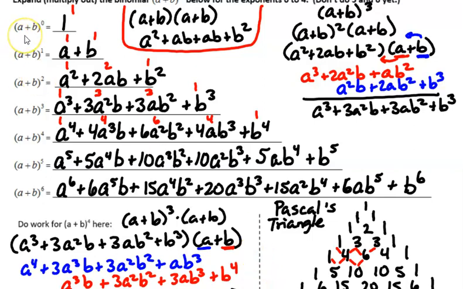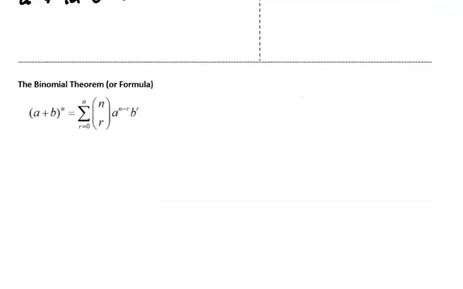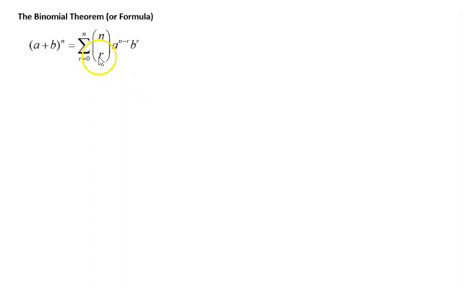In our previous video, we looked at patterns of coefficients and variables that we get when we expand the simple binomial a plus b to different powers. Well, we can summarize that pattern with one formula that involves sigma notation. So here's the formula, and this is called the binomial theorem or the binomial formula.